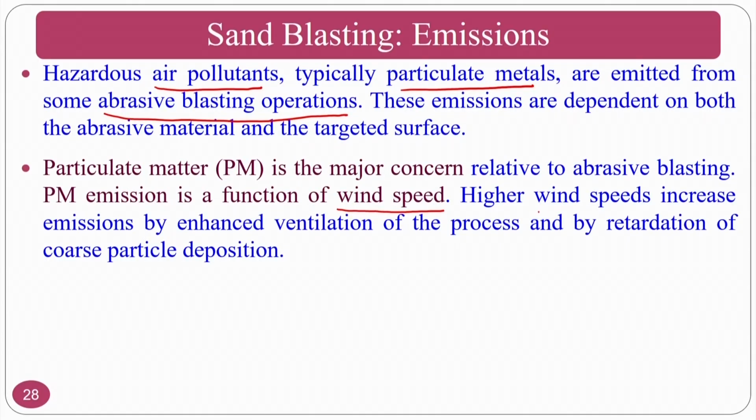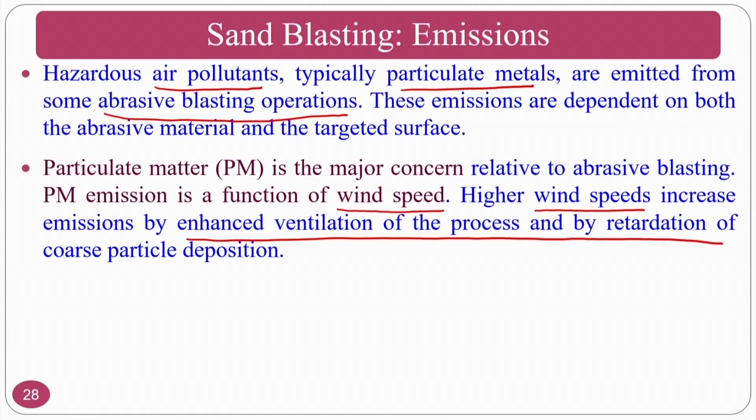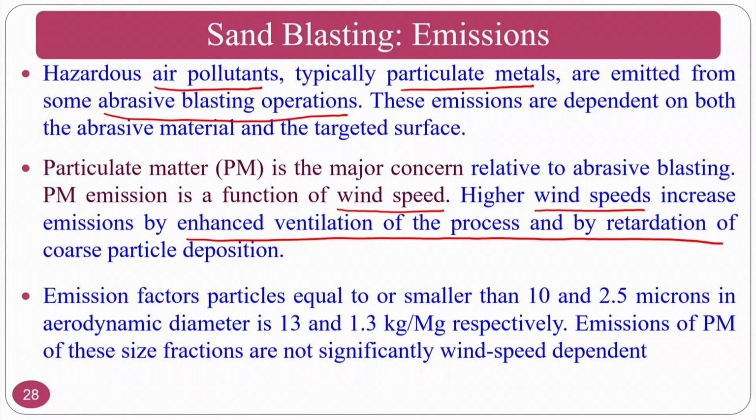Higher wind speed, that means higher air pressure, increases emissions and enhances ventilation of this process by the retardation of the coarse particle size. Not only this, if there is wind, ventilation, what will happen? The particles may also go up because the density is very low. In that circumstance, the operator may inhale this particulate matter. Emission of particulates of size equal to or less than 10 and 2.5 microns in aerodynamic diameter is approximately 13 and 1.3 kg per megagram respectively.